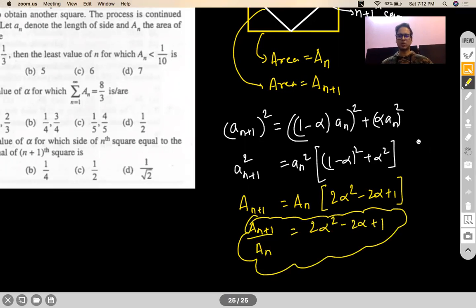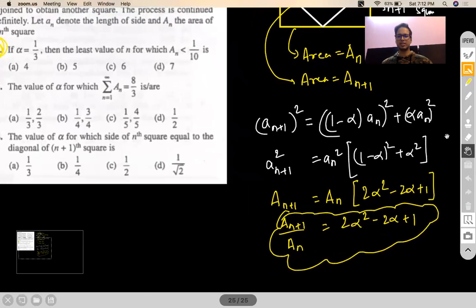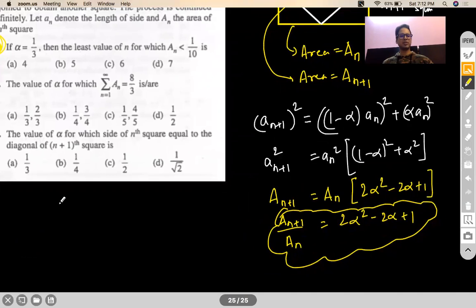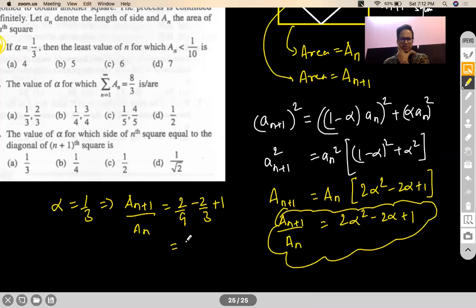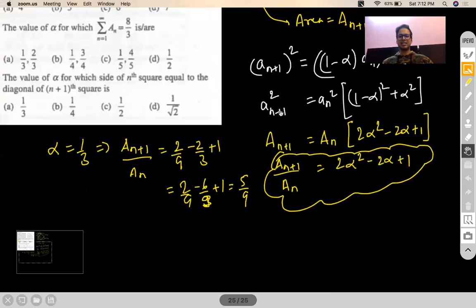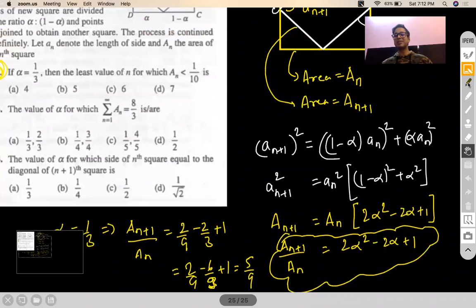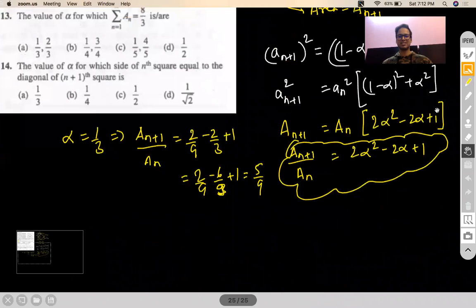Now, let us address the question. The question is saying alpha is 1/3. If alpha is 1/3, can I say An plus 1 by An will be nothing but 2 by 9 minus 2 by 3 plus 1. Let's simplify this. This is going to be 2 by 9 minus 6 by 9 plus 1. This is nothing but 5 by 9. So what you learn from here is that the areas of these squares would be in geometric progression.